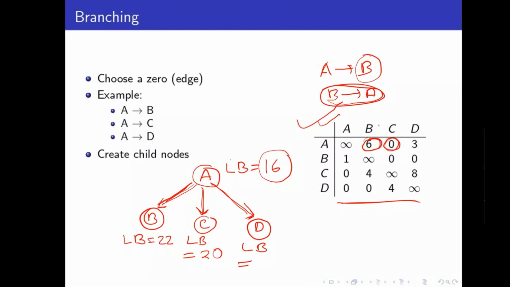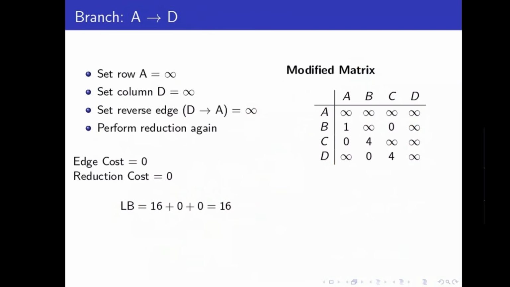Same way we will calculate the lower bound for D node. A to D. Again set row A to infinite, column D to infinite and D to A to infinite. Remaining values we have copied. Now can we reduce anything here? Here minimum is 0, minimum is 0, minimum is 0. So nothing to reduce in row. In column 0, 0, 0. So no reduction. Reduction cost is 0.